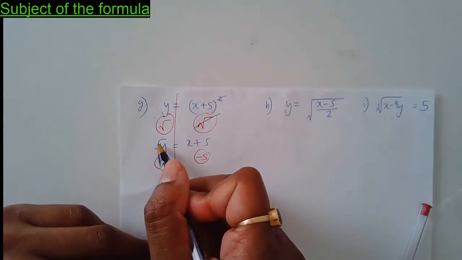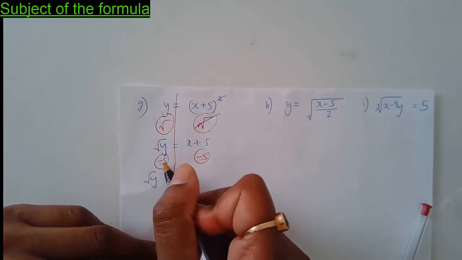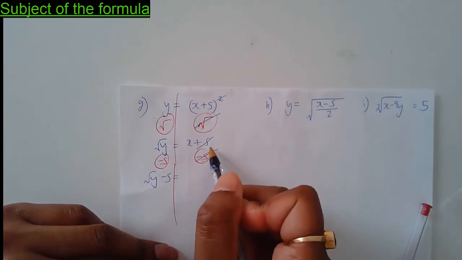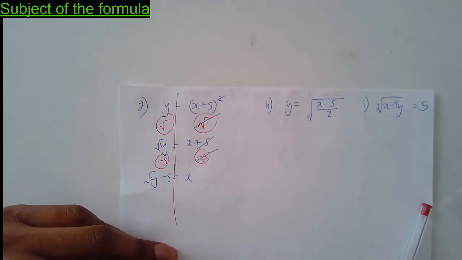You got root y, square root of y, take away 5. 5 take away 5, they cancel. You're just left with x. x is the subject of the formula.